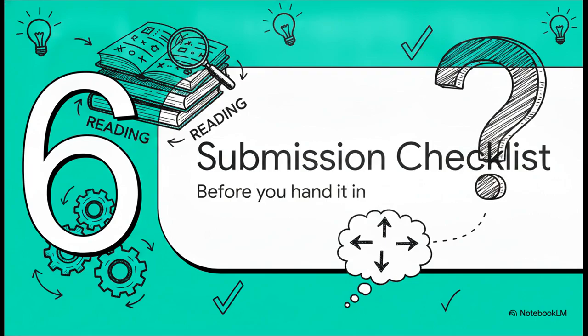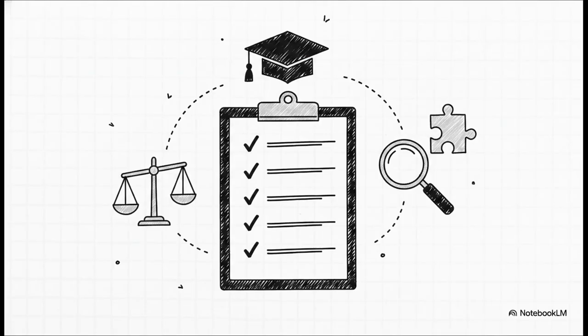Section 6, the submission checklist. You've done the reading, you've written the synthesis, found the gap. Before you actually hand in that draft, let's run through a quick resolution checklist. Ask yourself, have I organized by themes rather than by author? Have I discussed both strengths and limitations? Meaning, have I evaluated instead of just summarized?